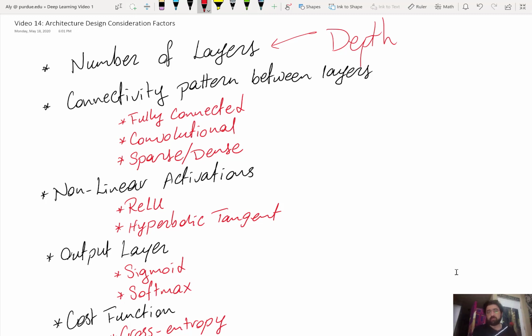But not only the depth is important, but the connectivity pattern between the layers is also a very important factor, right? So for example, you could have a fully connected layer where every neuron in the layer before is connected to every neuron in the layer after, right? Just to avoid confusion, we will use the term layer interchangeably. Sometimes we will use it to mean the set of neurons, and sometimes we will use it to mean the connections between two sets of neurons, right? Just to be precise. So a fully connected layer is a fully connected bipartite graph between a set of neurons and the next set of neurons.